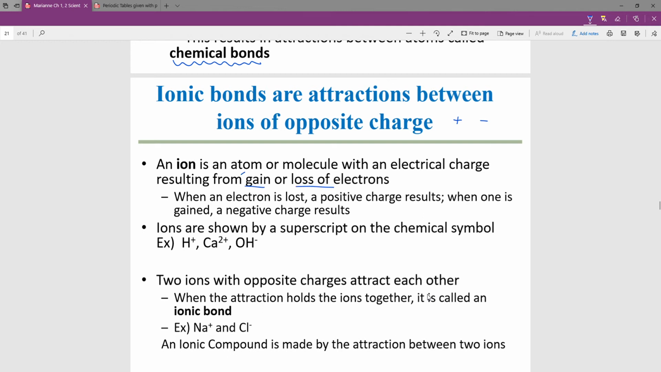So if it gains electrons, it becomes negative. If it loses electrons, it becomes positive because we know electrons are negative in charge. And that's what this is talking about. Ions are shown by a superscript. And so we had subscripts telling you the number of atoms. Superscripts are showing you the charge on that thing. And so hydrogen with a +1 charge, calcium with a +2 charge because it's lost 2 electrons.